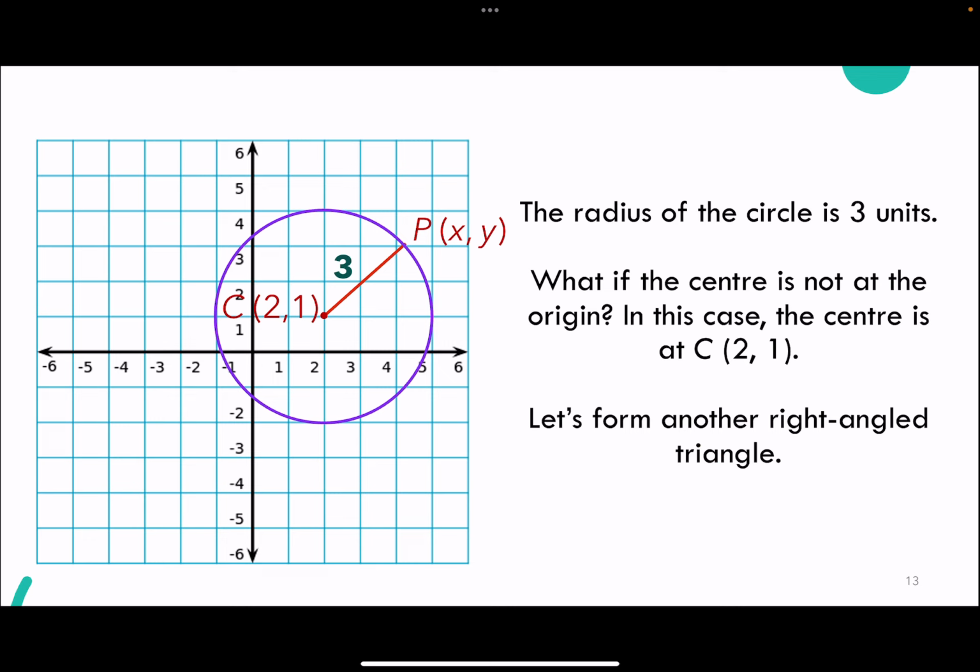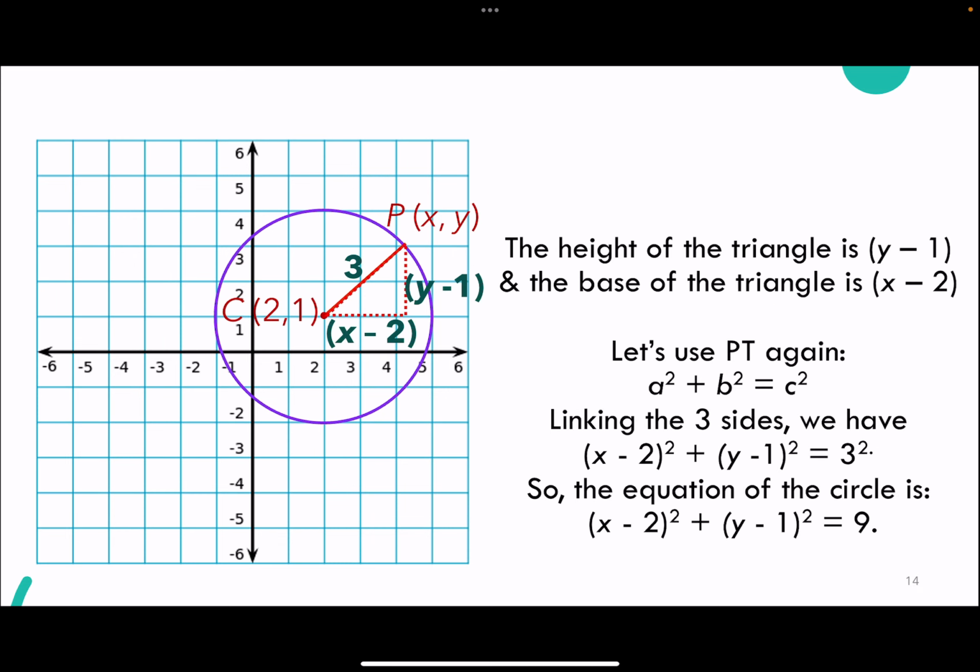So we can have a case where the circle's center is at 2, 1, which is point C. Again, I will just have the radius of 3, and I have a point P, which is (x, y), on the circle itself. So how are we going to obtain the equation of the circle? It's the same thing. We can still form another right angle triangle, no difference.